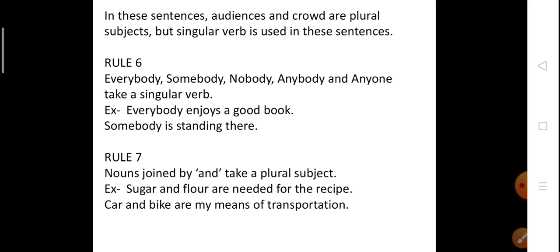Somebody is standing there. So you can see with somebody we are using a singular verb, that is, is.